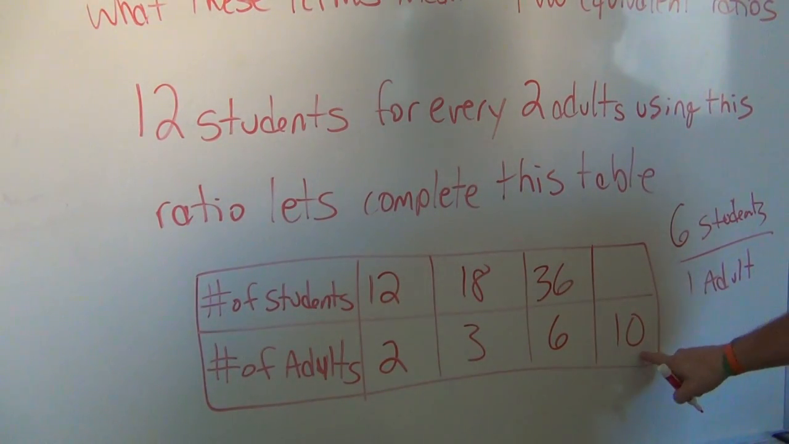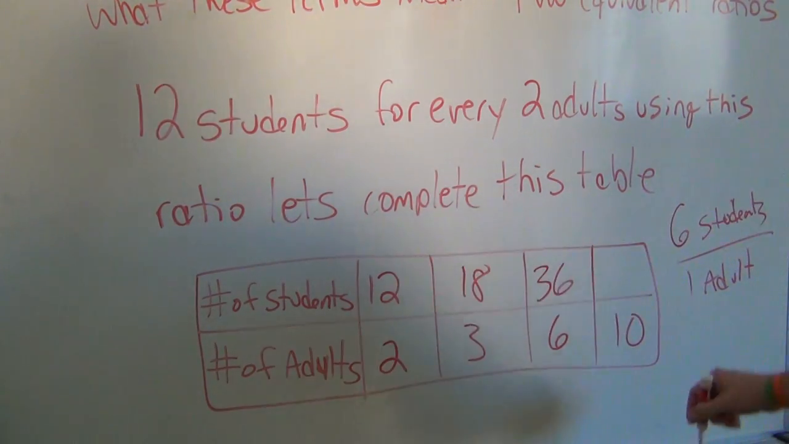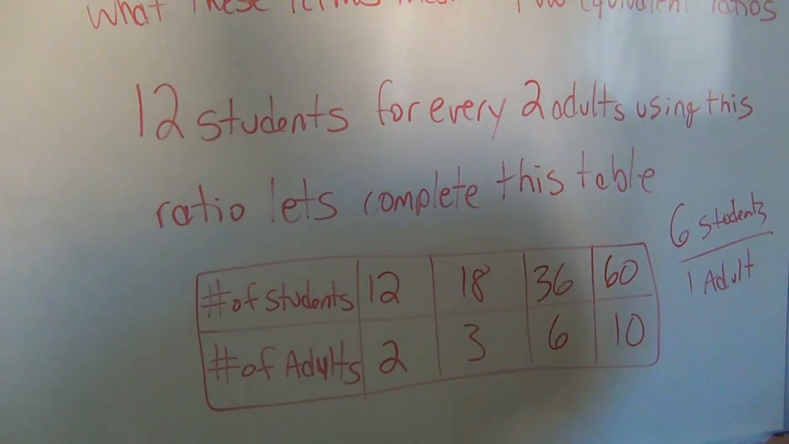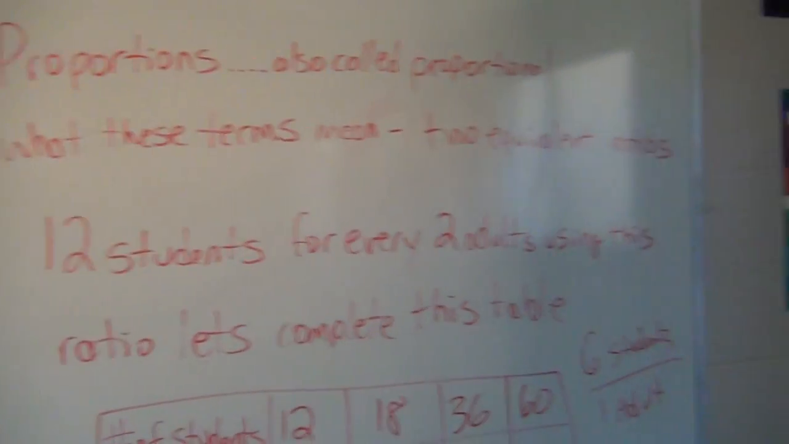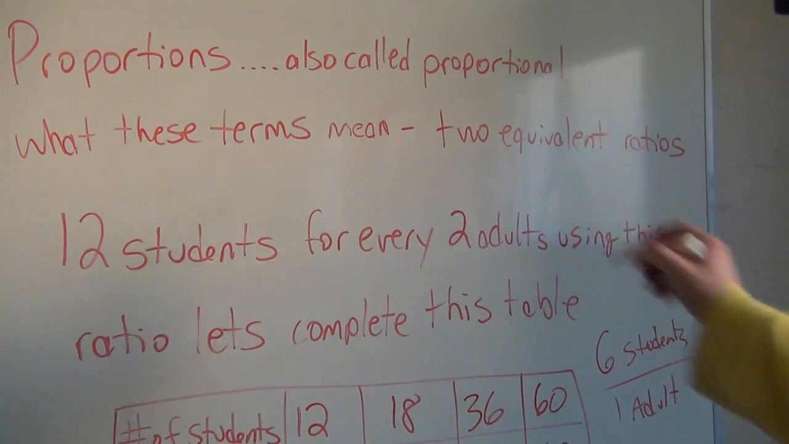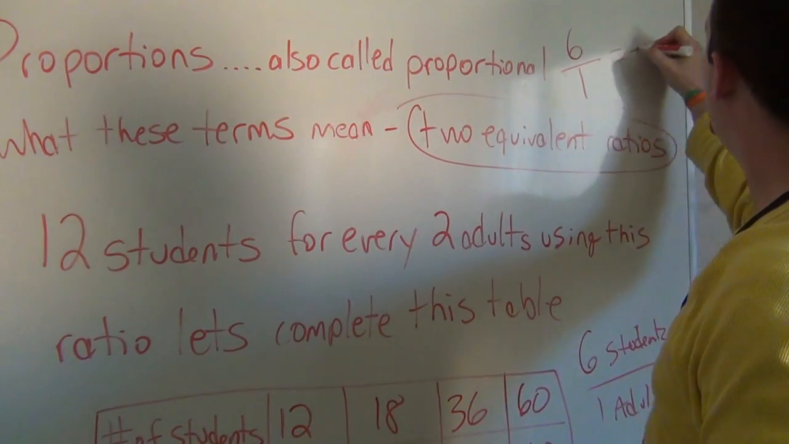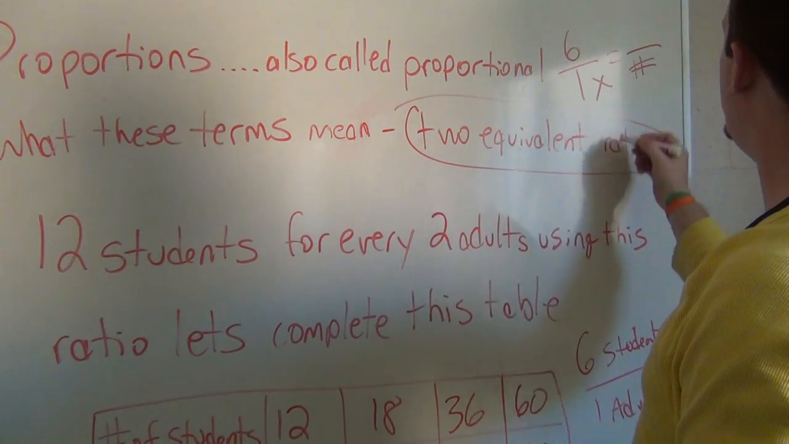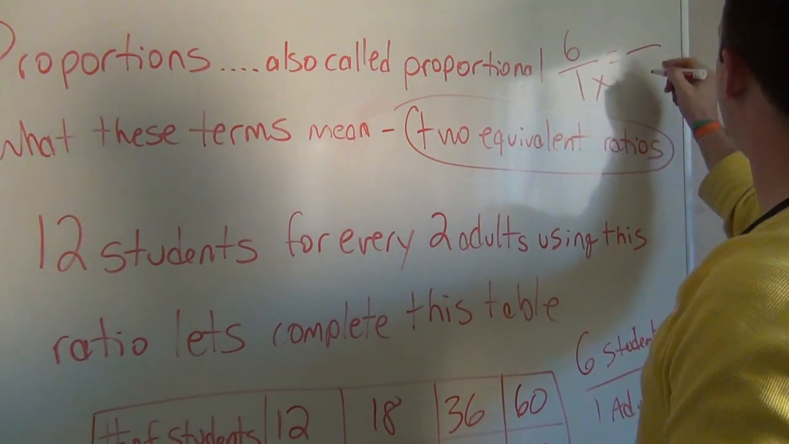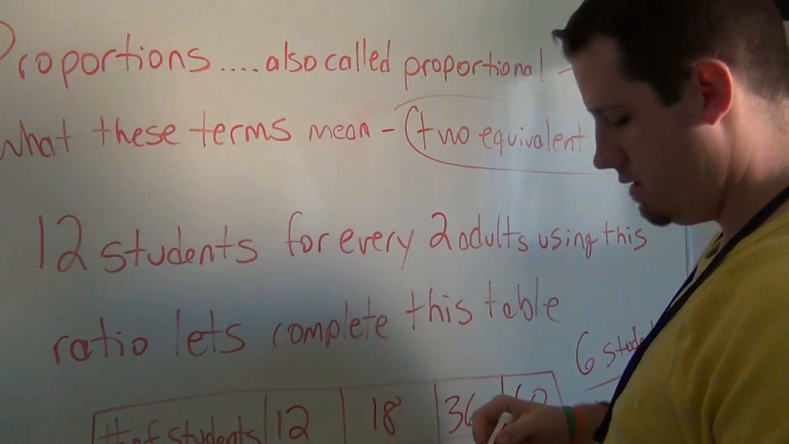What am I going to do to the 1 to get the 10 down here? That's correct. I'm going to multiply it by 10. If I do that to the bottom, I've got to do the same thing to the top. 6 times 10 is 60. So I take this concept of a proportion, 2 equivalent ratios, right here. If I know my unit rate is 6 over 1, then I can turn it into any number on the bottom down here. Whatever I need to multiply by, I can turn into this number. If that's a 17, then I multiply it by 17. Then of course I'd do the same thing on the top.